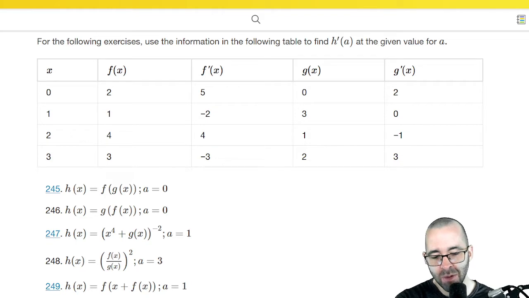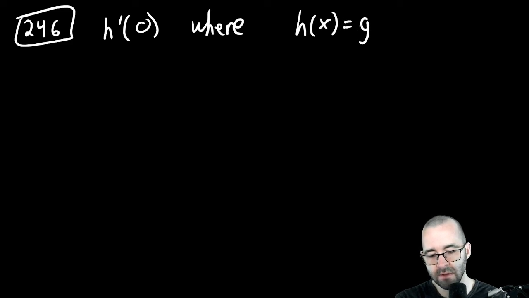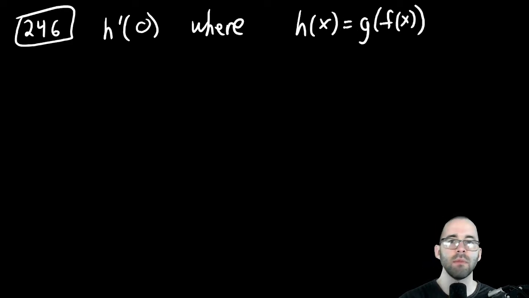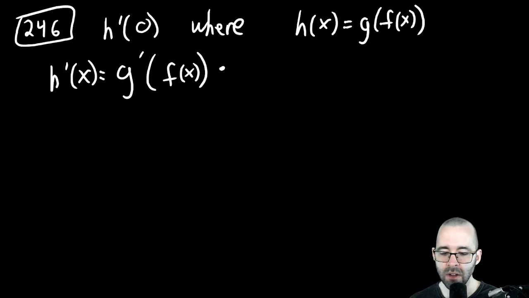Easy information to find h prime of a at the given value. So we're looking for h prime of 0. Looking at 246, where h of x is g of f of x. So we're looking for a derivative. So we're going to have to find what is the derivative. H prime of x is the derivative of the outside function, g prime, leave the inside function alone and multiply by the derivative of the inside function.